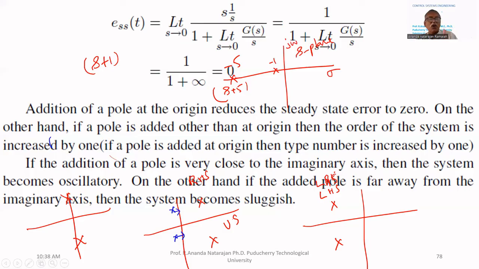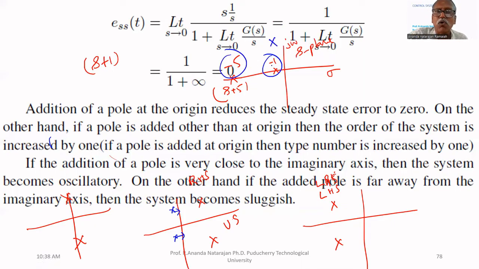But if it is very close to the j omega axis, will it suddenly give oscillation? No. If it is very close to the j omega axis, oscillations will be more. If you move away from the j omega axis, oscillation will be less. That's why the compensating pole should be selected a little bit away from the j omega axis. Instead of selecting -1, it is better to select -5, because oscillations will be less.